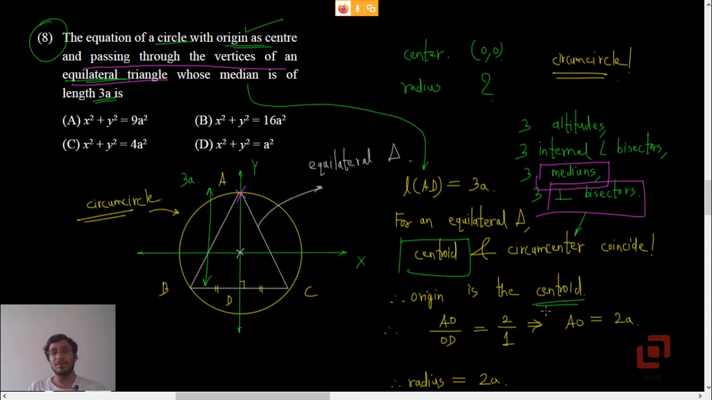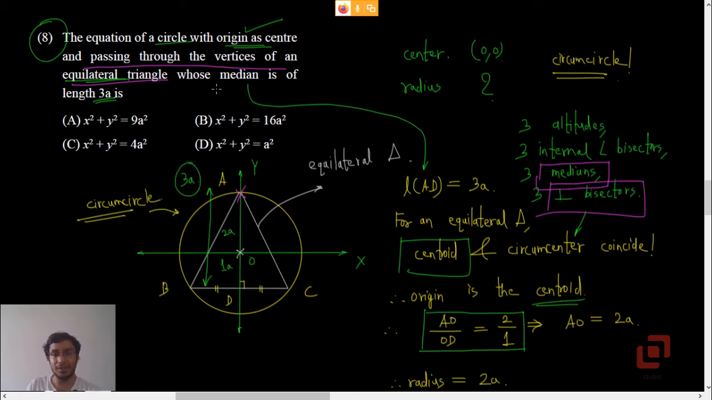Now comes the property that a median is divided internally in the ratio 2:1 by the centroid, correct? So if the origin is the centroid of the triangle, then the length of segment OA upon the length of segment OD is 2:1. That is the property of median or centroid, isn't it? But you already know that the total length is equal to 3a.